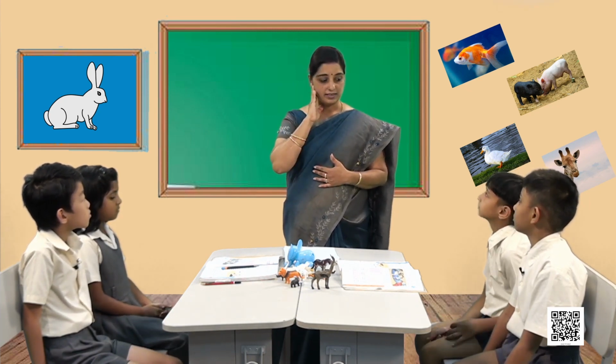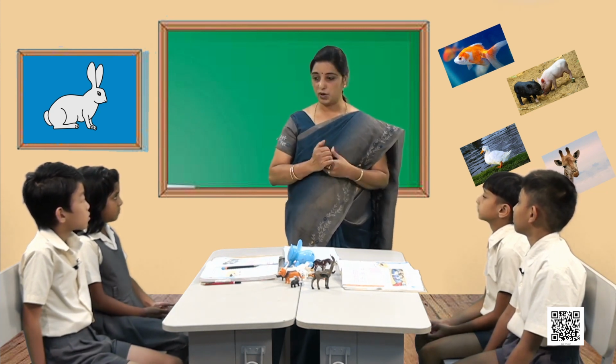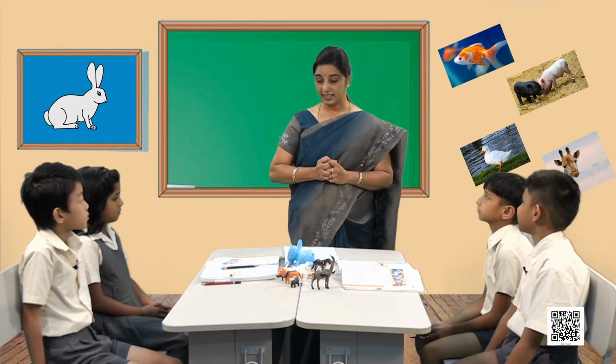Even all the birds you listed out, you cannot see the ear outside their body. They have a hole, but that hole is covered with tiny feathers or hairs. That is why you will not be able to observe their ears. You got it? What about snakes?